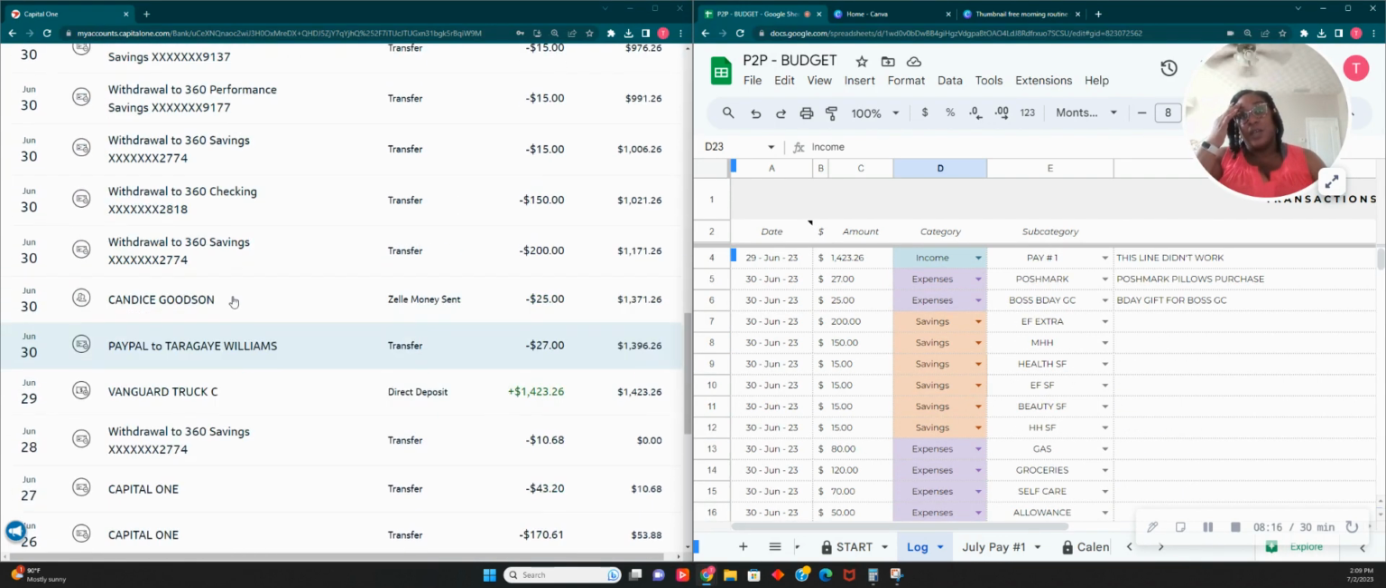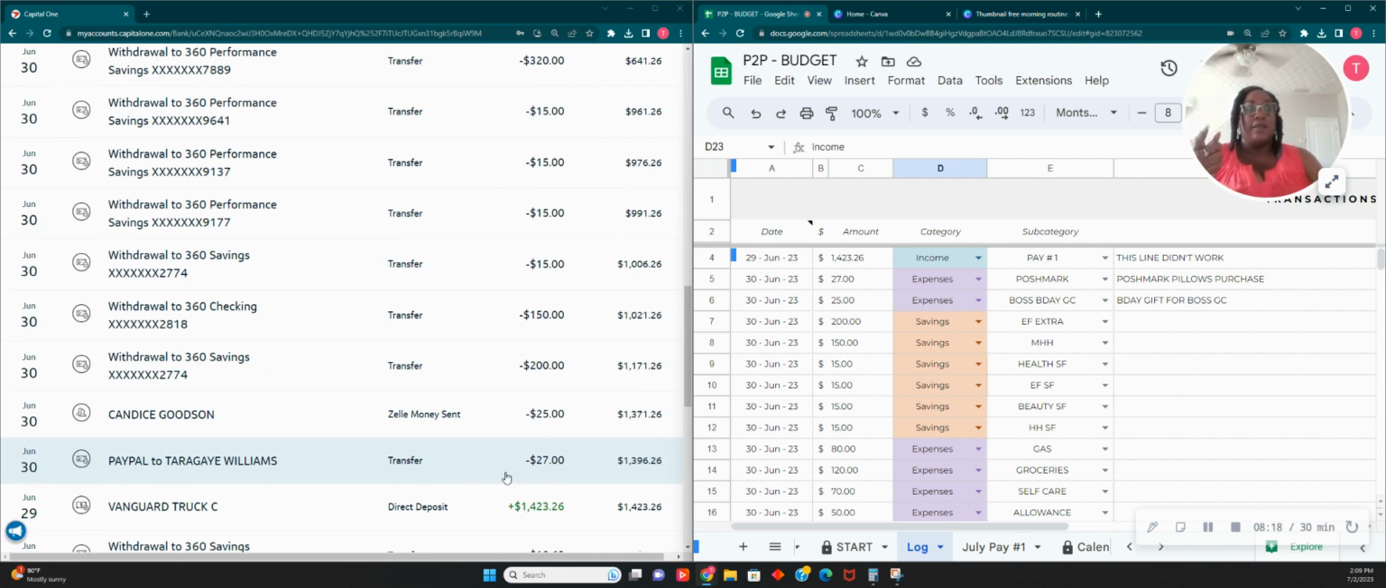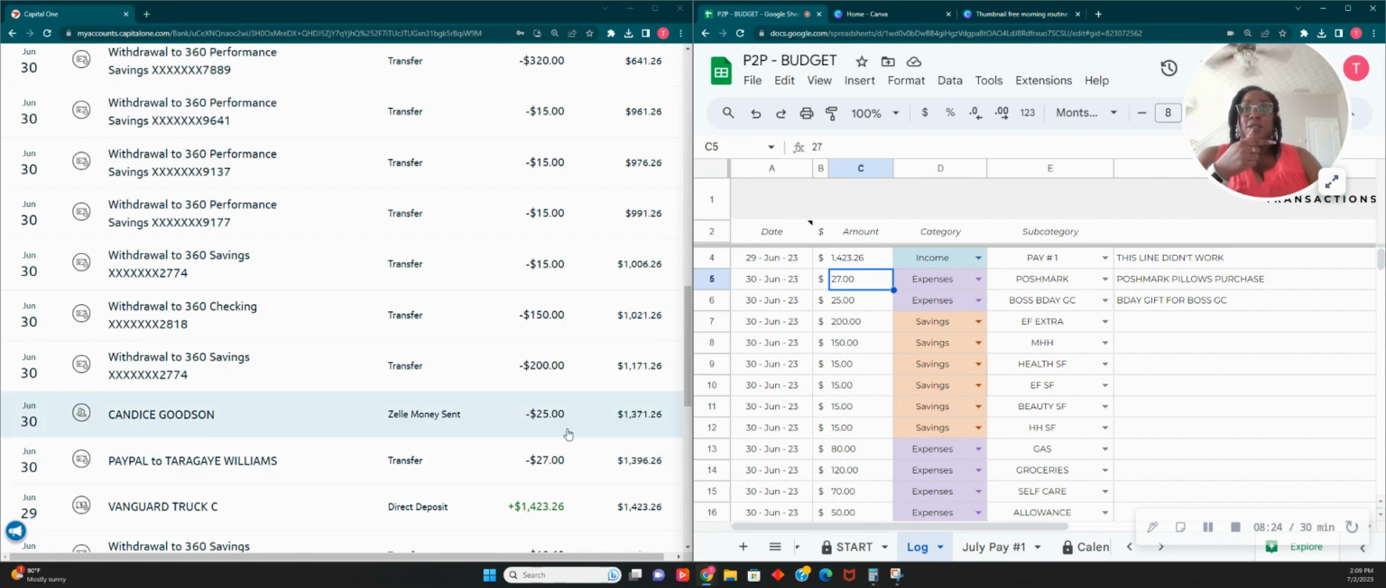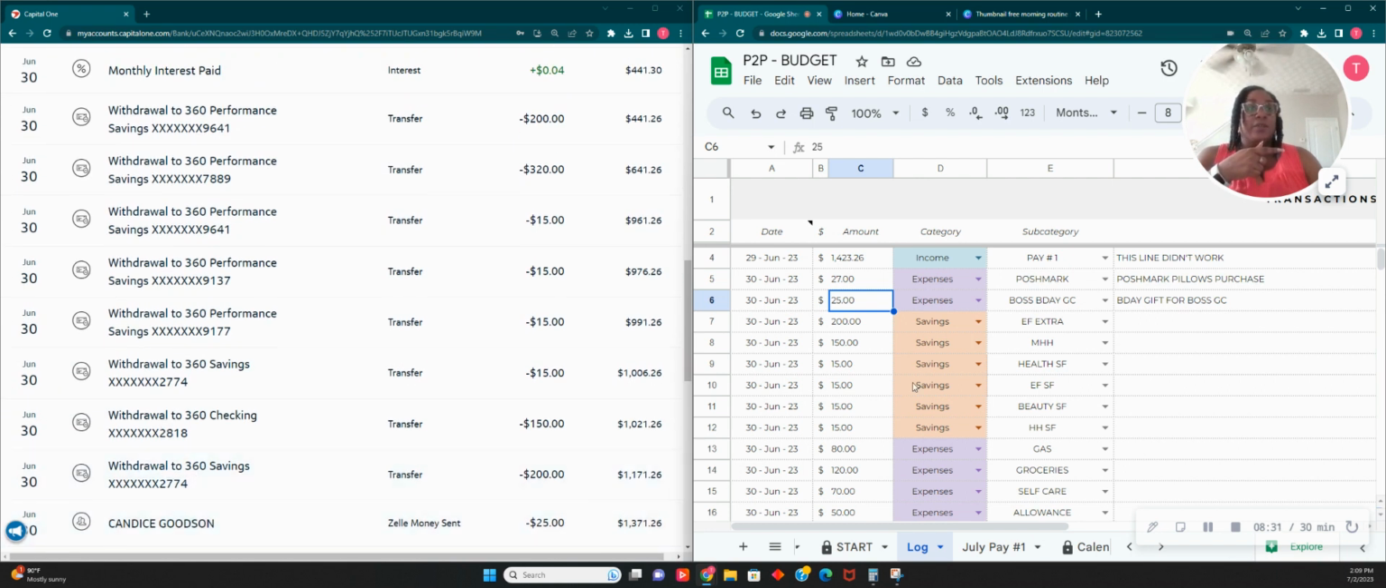So let's head back to the top and let's see what else came out of the bank because you guys were not here for that. So there's $27 that went to Poshmark stuff, pillows for Poshmark, and there's the $27. There's $25 after that, which was for the boss's birthday gift card I sold to my coworker. Then we have $200 that went to the extra emergency fund in savings was the category. We have $150 that went to my humble home in savings.